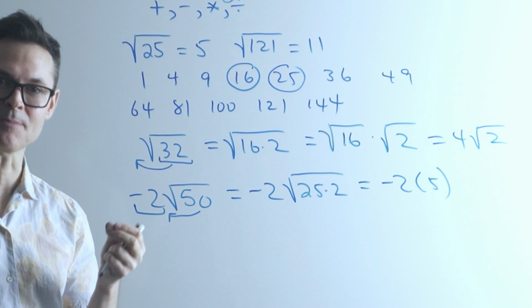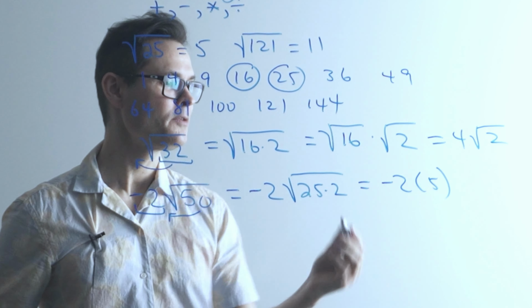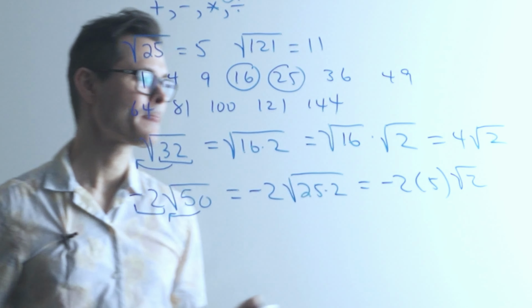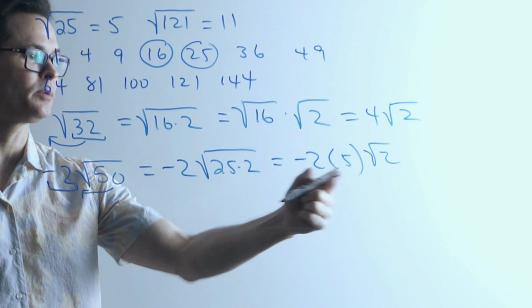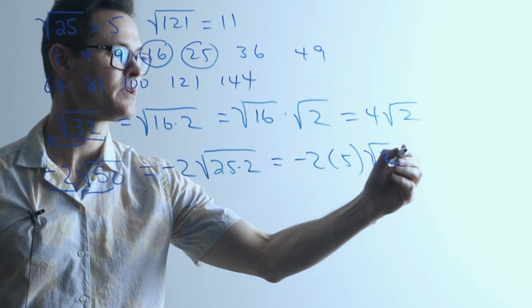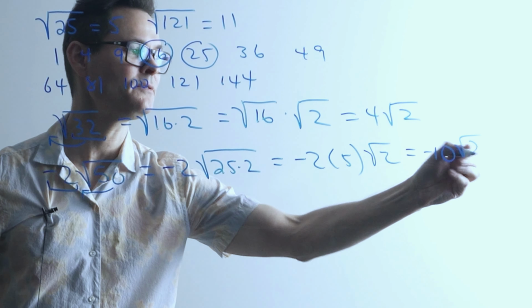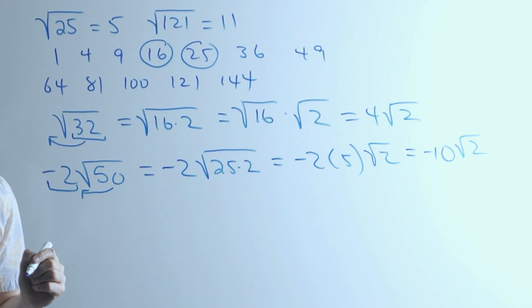Notice I'm skipping a step here. You can start abbreviating your work. The 2 gets stuck inside, and that's going to be -2. I multiply these numbers. -2 times 5 is -10, so -10 root 2. Okay? All right, so some questions won't be square root land, they'll be cube root land.